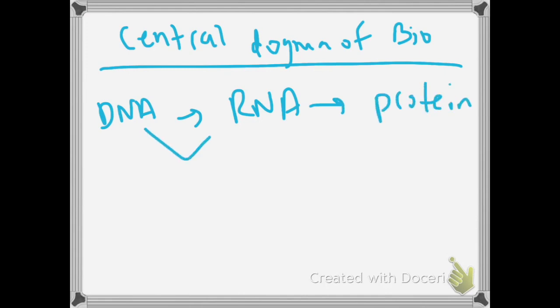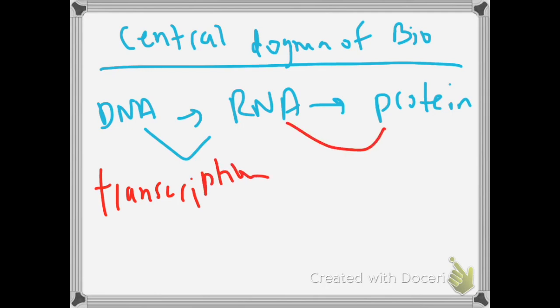This process of going from DNA to RNA is called transcription. And this process of going from an RNA into a functional protein is called translation. Alright, let's see how this works.